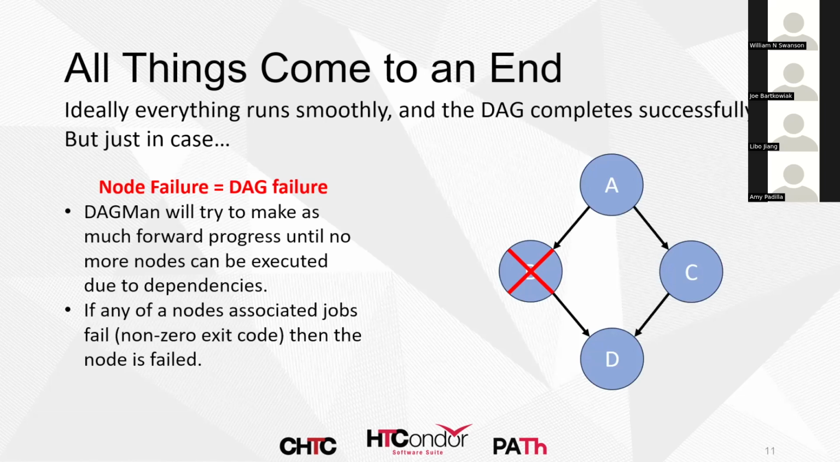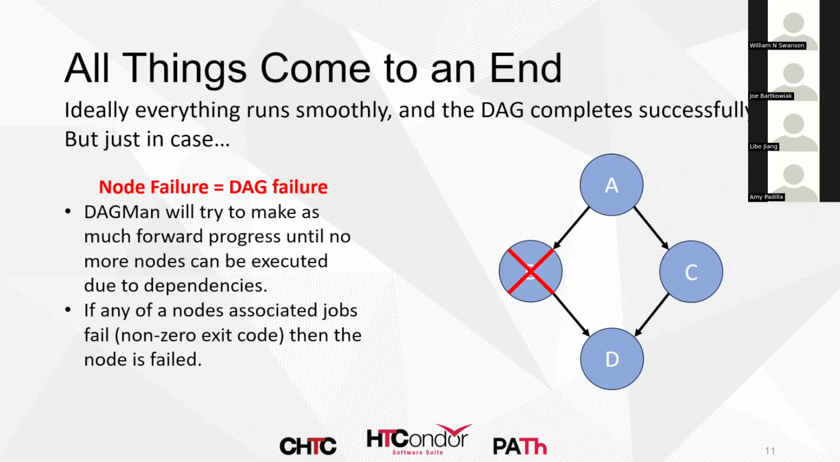DAGMan is headstrong. It tries to make as much forward progress as it can until it can't make any more forward progress due to dependencies. So in this example, we have our diamond DAG. Node B has failed. A has already succeeded, since B and C have run. Once C exits, we can't run D. It's waiting on B to finish, but B will never finish.